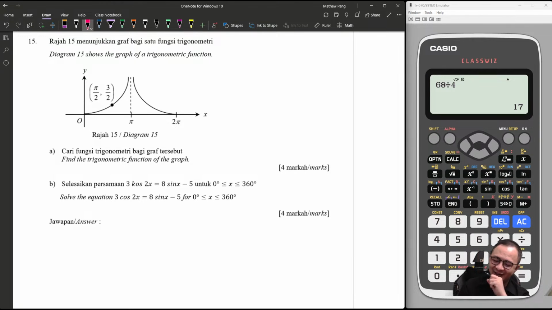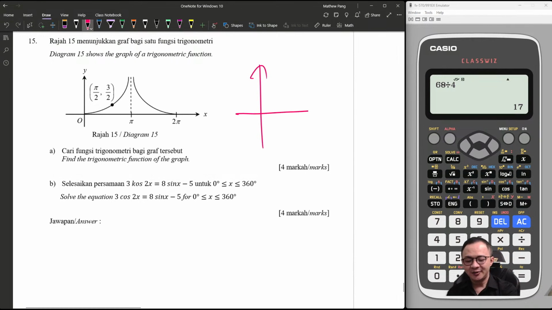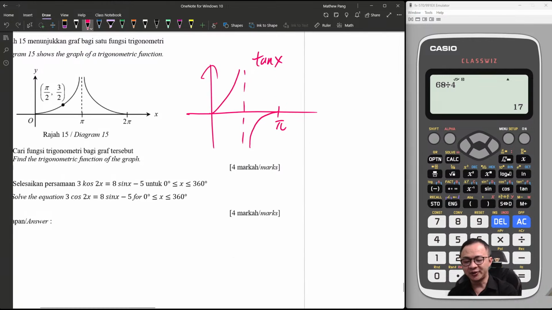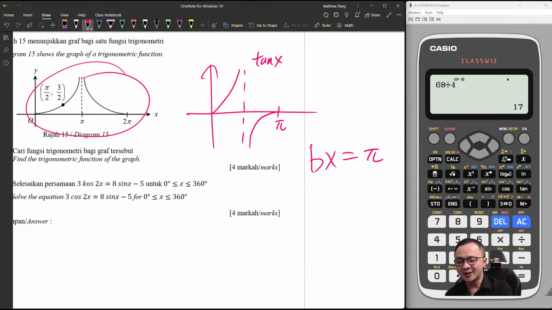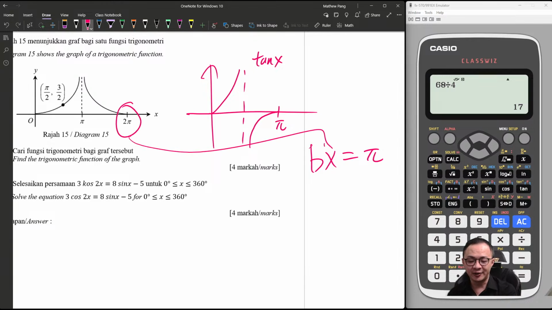Yes. This one obviously is tangent. Because the tangent graph supposedly is like this. It stops at 1 pi, the standard tangent x. So, for tangent, we know bx will equal pi. So right now, your one cycle stops at 2 pi. So your x right now is your period, right? It will be 2 pi. b times 2 pi equals pi. Pi and pi cancel, b is 1 over 2.